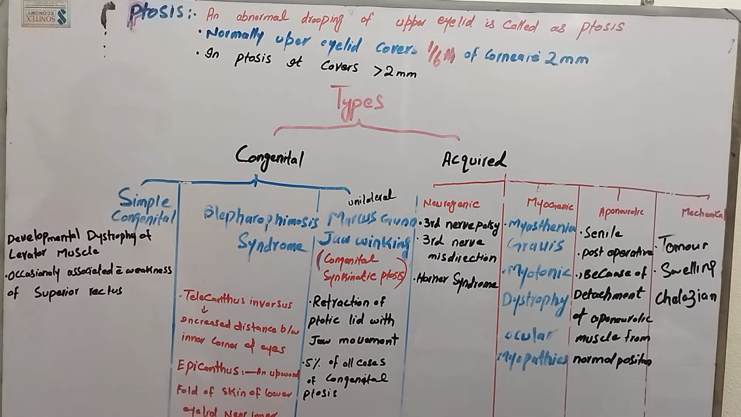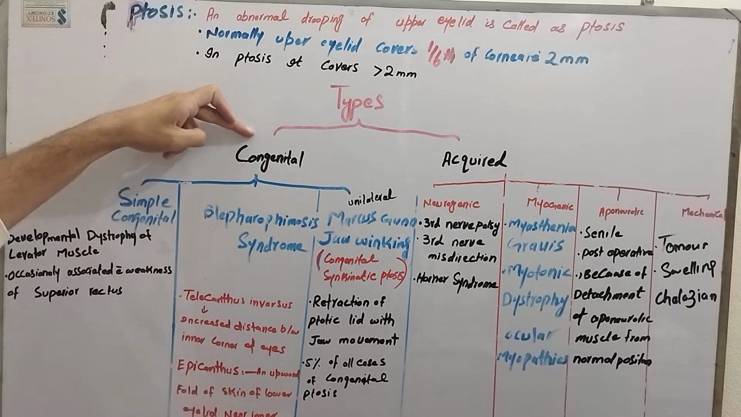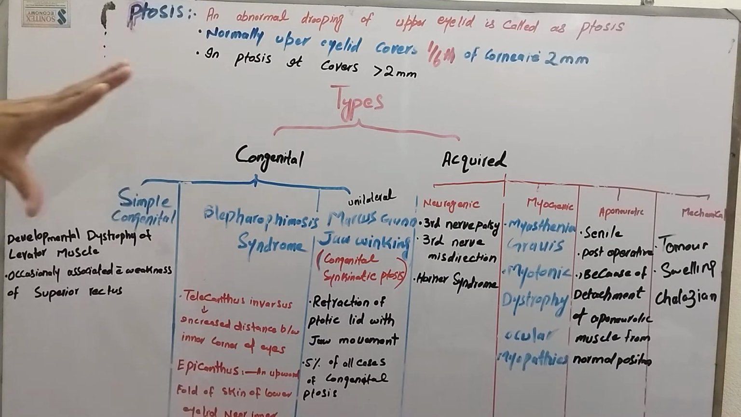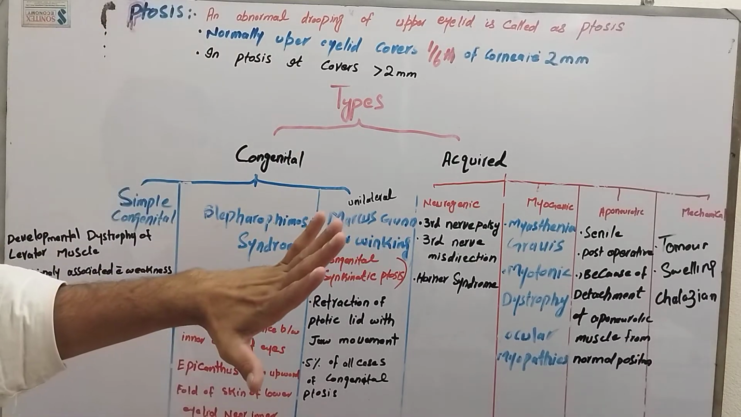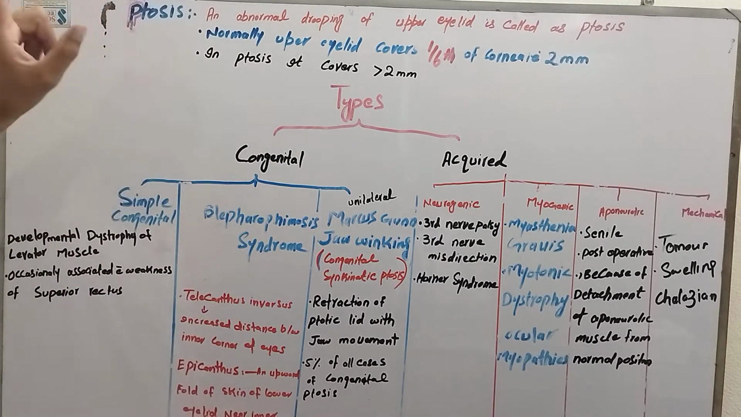Basically we are going to explain this. First of all, today we will only discuss the definition of ptosis and the types of ptosis. In the next lecture we will discuss the signs and symptoms, clinical features and treatment of ptosis. Now, what is the definition of ptosis?